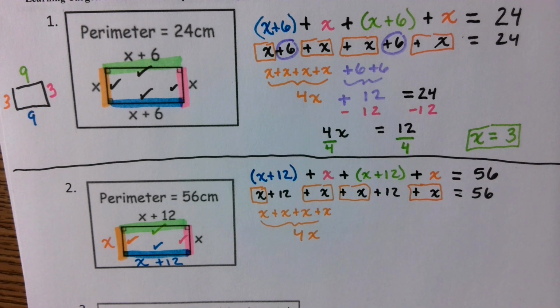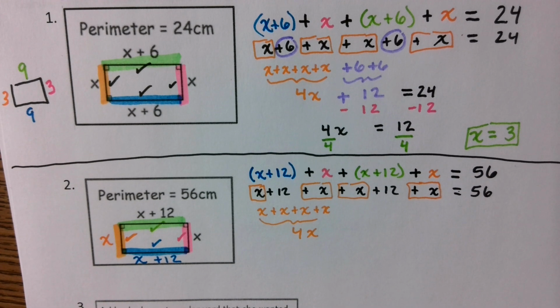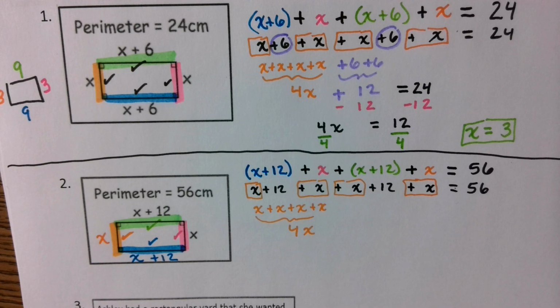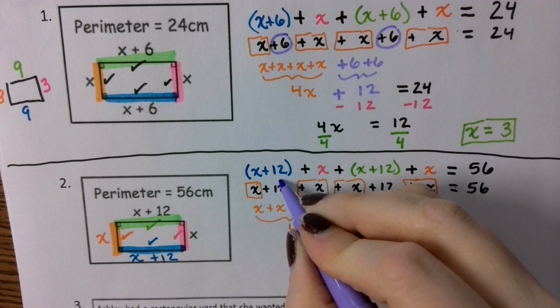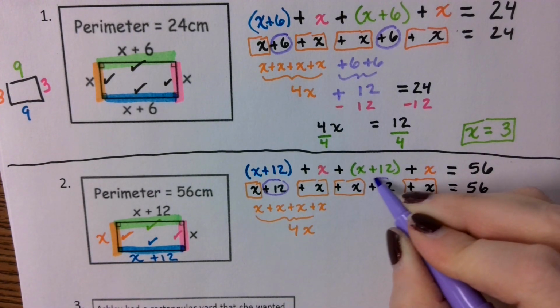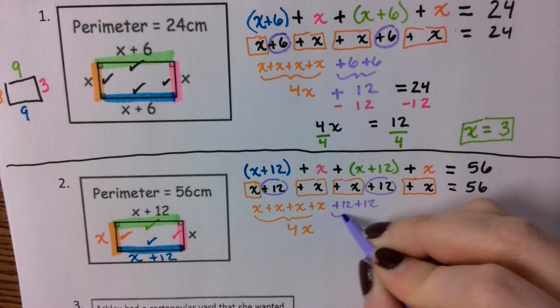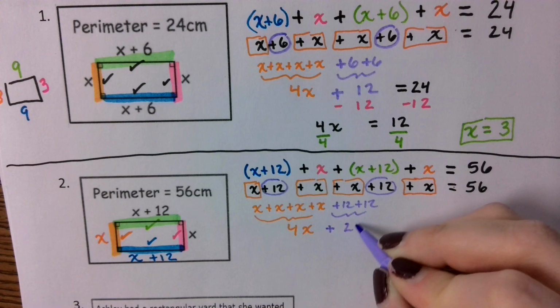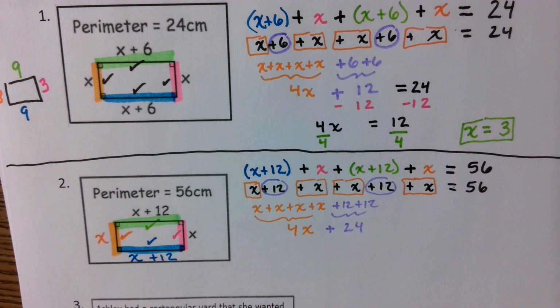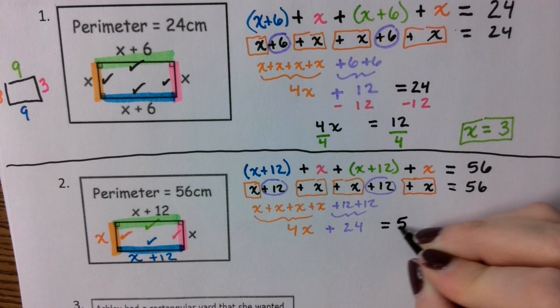Okay, what else can we combine together here? Christian? The 12 and the 12, right? And they're both positive. Positive 12, positive 12. We can combine those together. That's a positive 24. And it's set equal to 56.